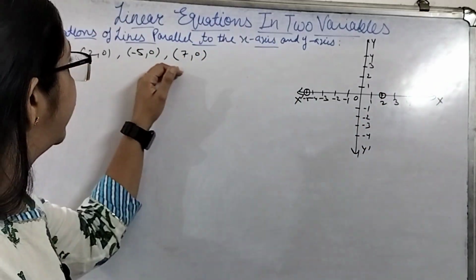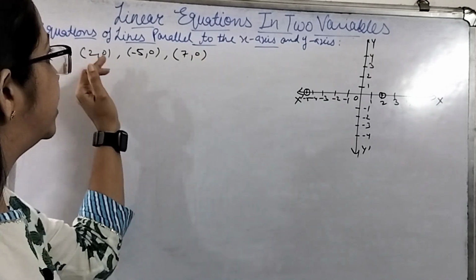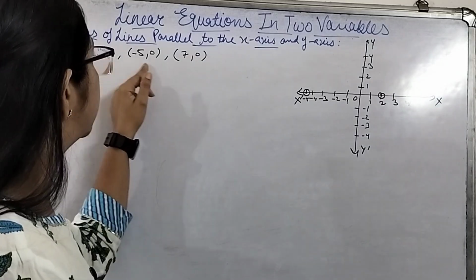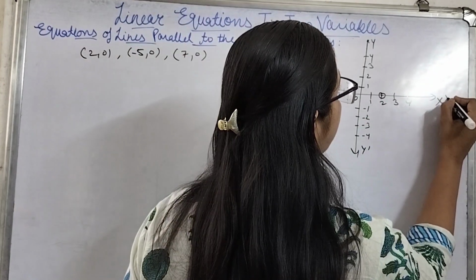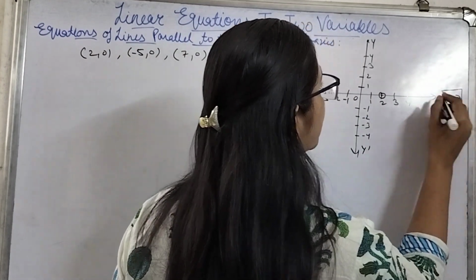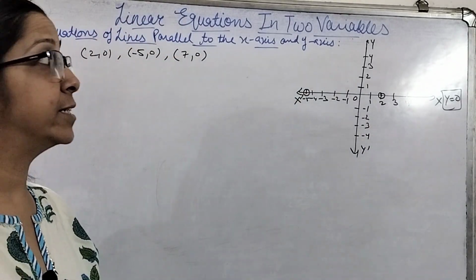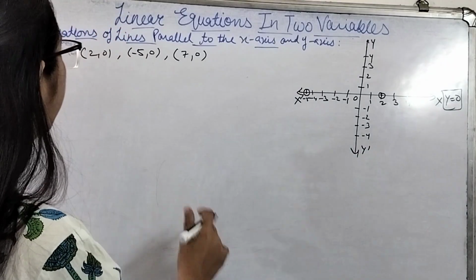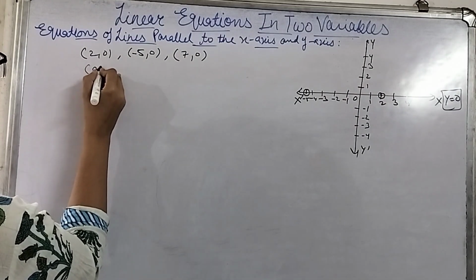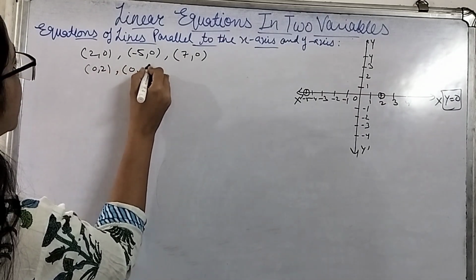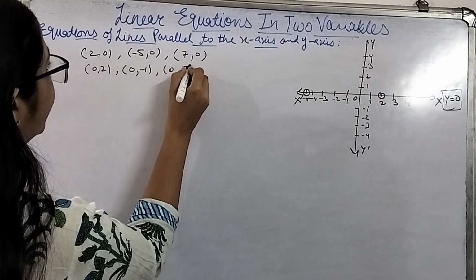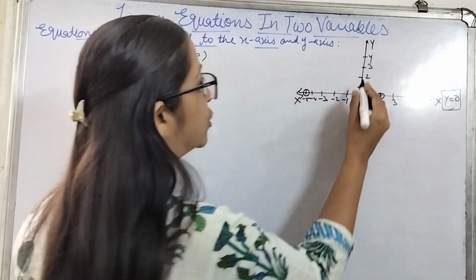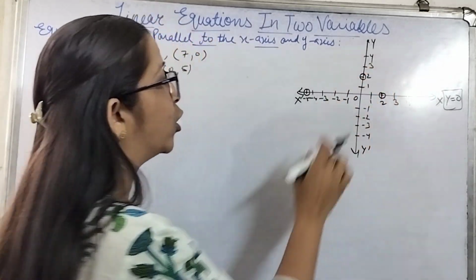Now the points where your y coordinates are 0, these type of points lie on your x-axis, and that's the reason the equation of your x-axis is y equivalent to 0, because whatsoever the points will lie on the x-axis, for these points your y coordinate will be 0. Similarly, we are going to see 0, 2, 0, minus 1, 0, 5. These points, here your x coordinate is 0 and y coordinate is 2. So this is the point 0, 2.